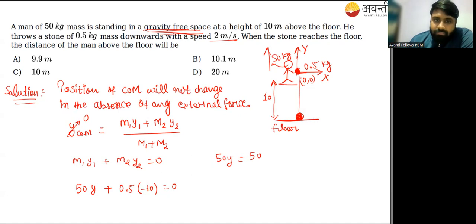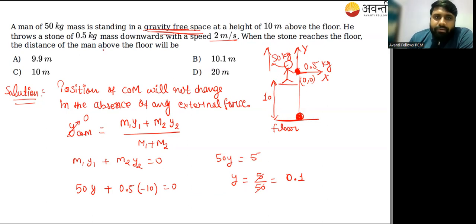Now 0.5 into 10 will become 5. So y will be 5 upon 50, which is 0.1. Okay.